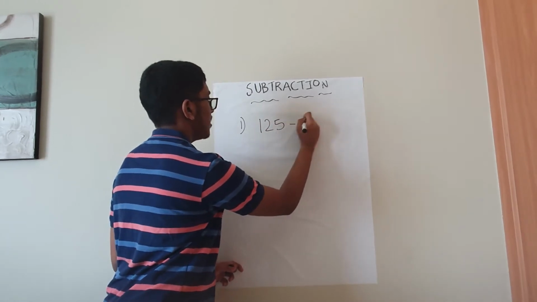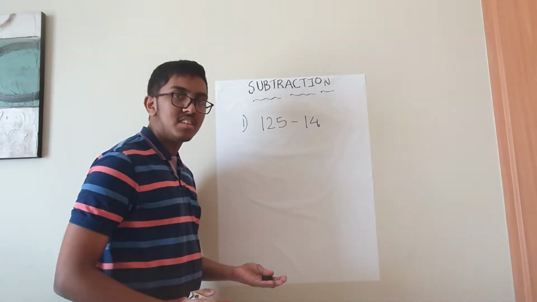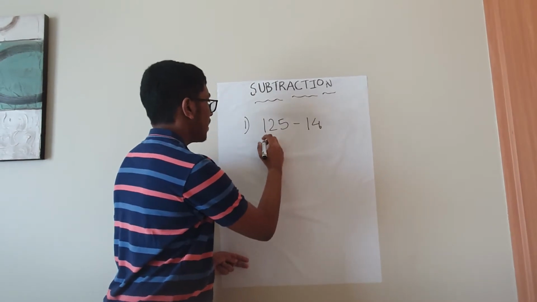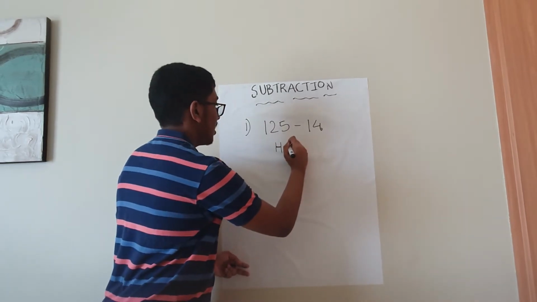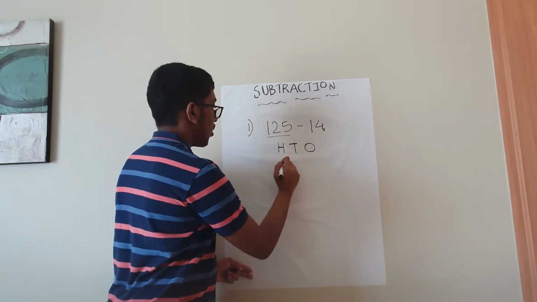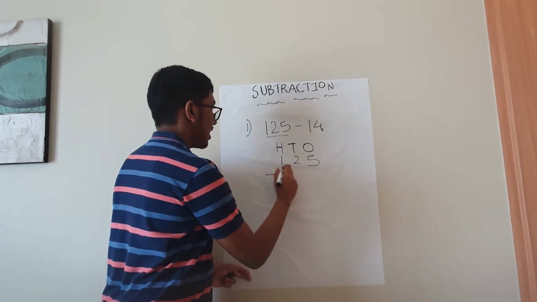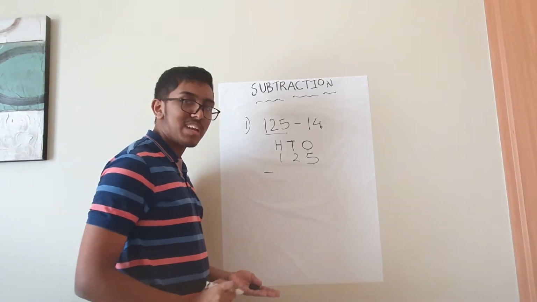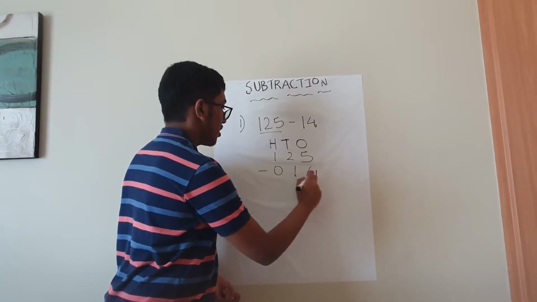125 minus 14. Now, since there is a number in the hundreds digit, while writing the place value letters on top, we have to account for the hundreds place also. H T O, and then you write this number in accordingly. 1, 2, 5. Put the minus sign, and since 14 doesn't have a number in the hundreds place, you put in a 0. 0, 1, 4.